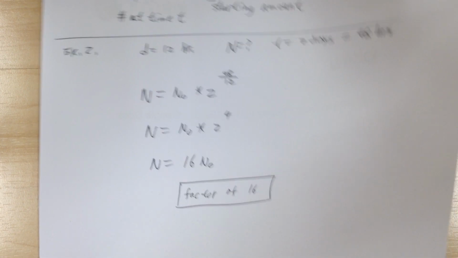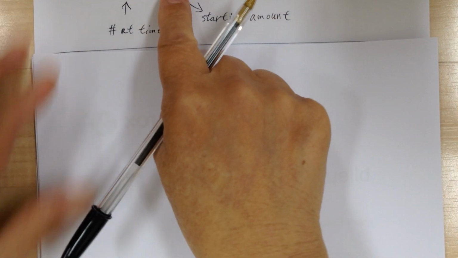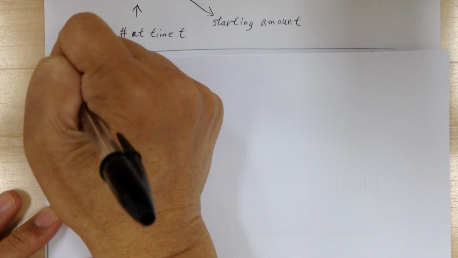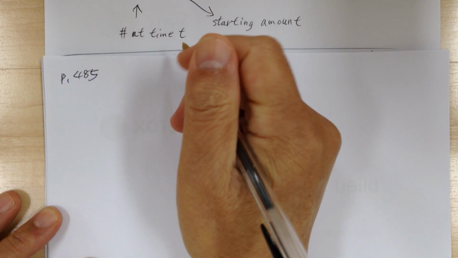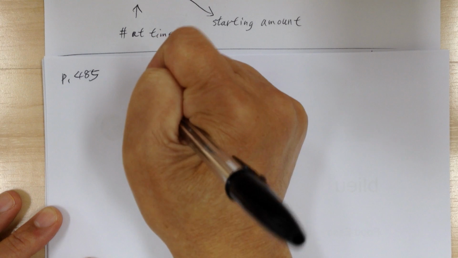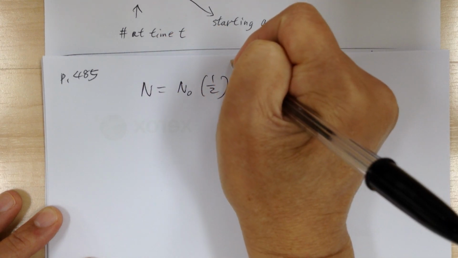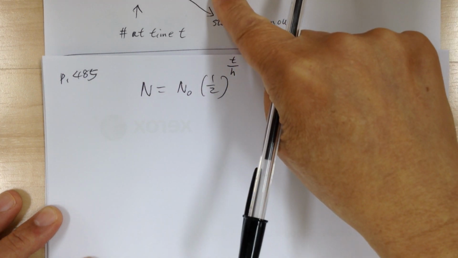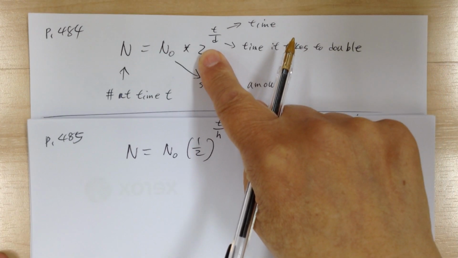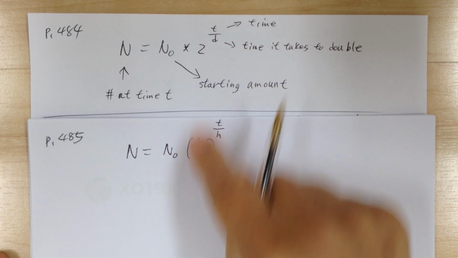Now the next one is kind of the opposite. The next one is very similar to this. On page 485, you have the half-life decay formula. So you've got n equals n0 times 1/2 to the t over h. So instead of making the growth double, you're going to make it half. So again, it's the same thing.